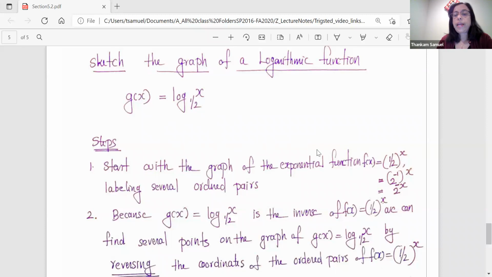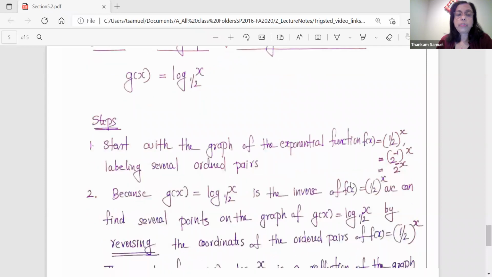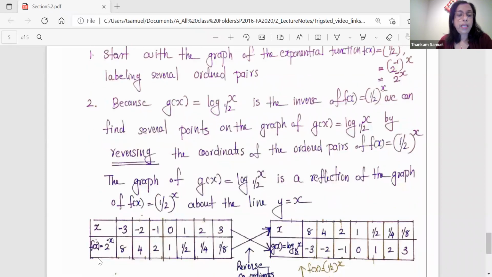So let's start with the graph of the exponential function. So the exponential function is f of x equals 1/2 to the x. We can rewrite this as 2 to negative 1x, or it is the same as 2 to negative x. So let's choose some values for x and find the corresponding values for the function f of x equals 2 to negative x.